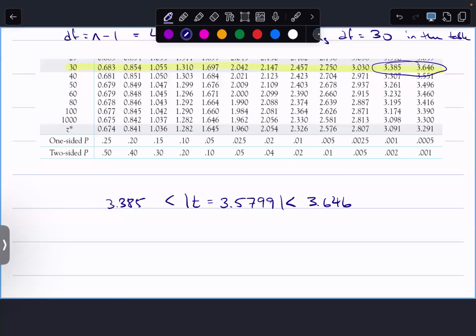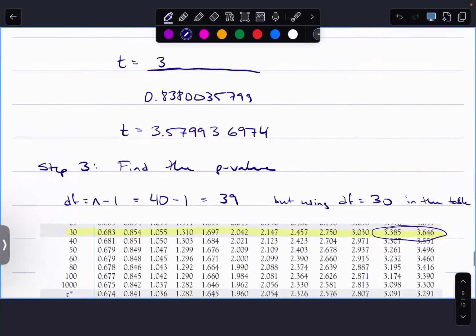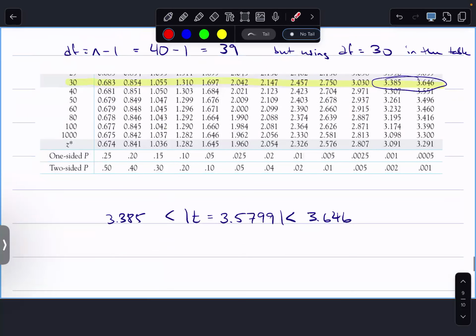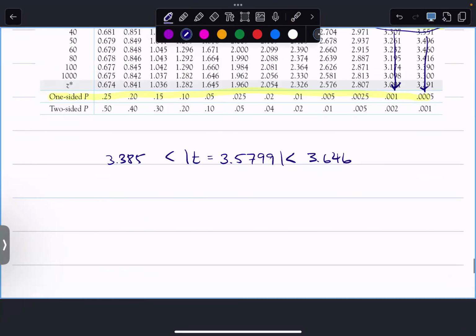We wanted to do a one-sided test, right? Because I want to know if 33 is significantly more than 30. And so one-sided test, which means I have a one-sided p. So my one-sided p is going to be between 0.0005, careful with your zeros, and 0.001.